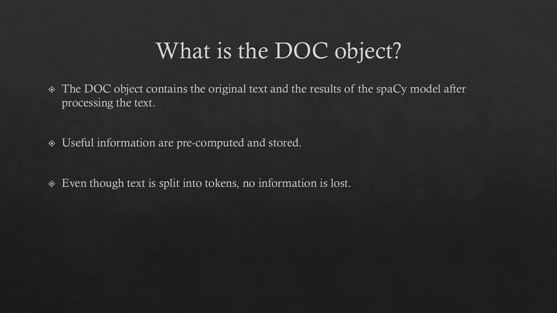spaCy consists of the doc object, and the doc object contains the original text and the results of the spaCy model after it processes the text. It's what you're going to run your text or whatever document you have through, and turn it into a doc object. All the useful information is already pre-computed and stored in there, and you're basically using access functions to get it. Even though it does tokenize the text and splits it into tokens, there's no information loss, so that's also a good bonus for it.